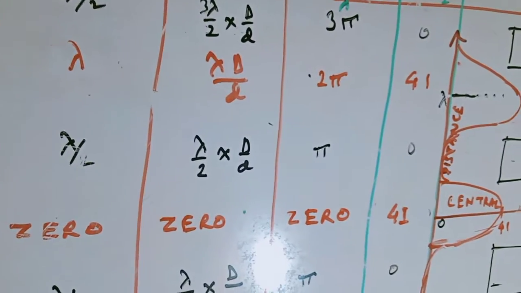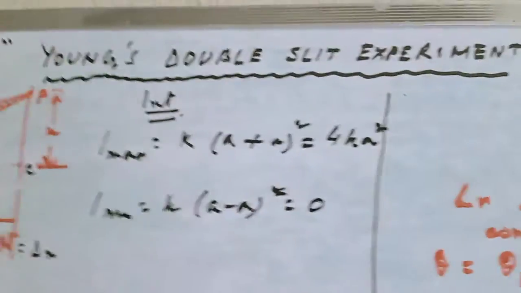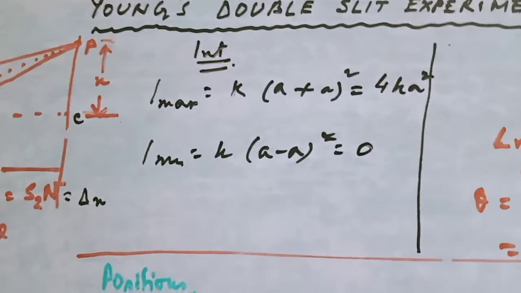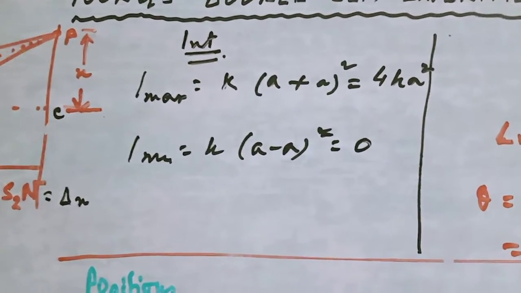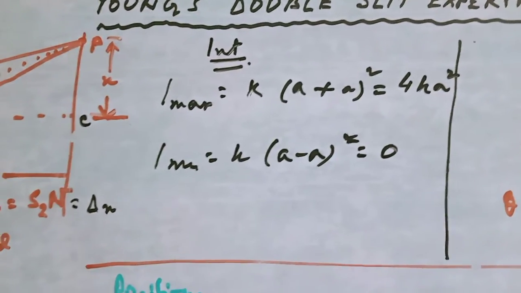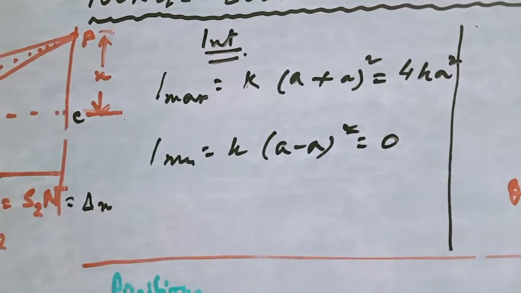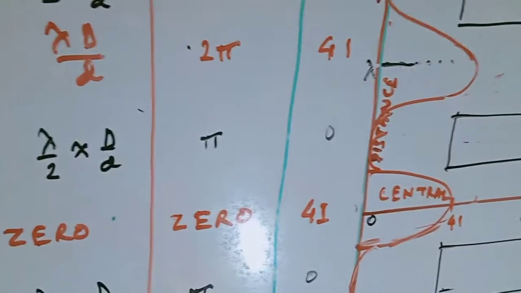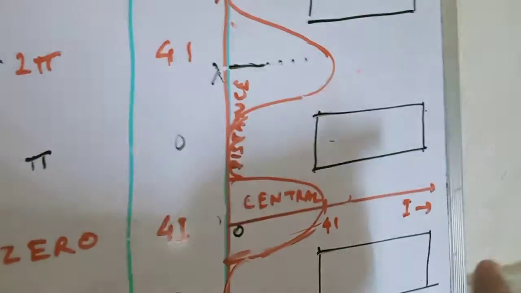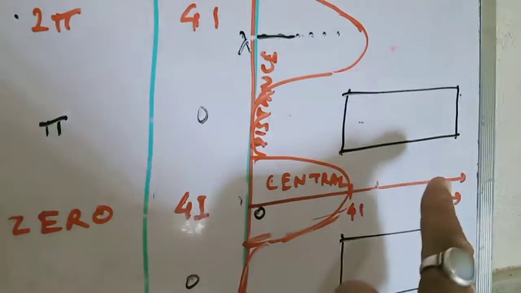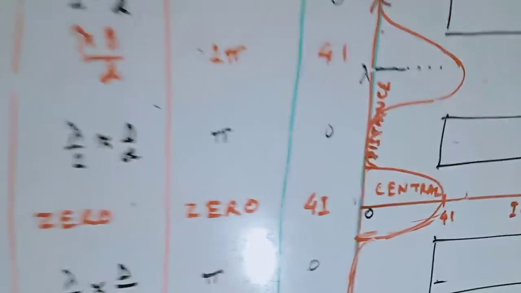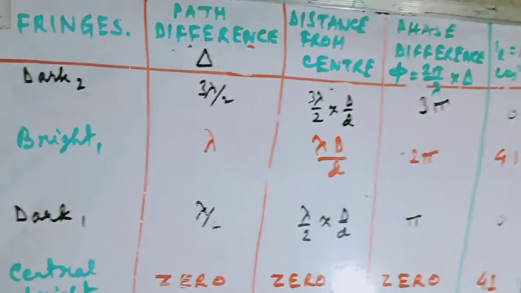What about intensity? Intensity is computed in this manner. K into (a plus a) whole square, that will give you 4k square. That means 4 times the original intensity. So intensity will be 4 times the original intensity. So this length will be 4I. This is intensity in this graph. This length will be 4I for the central region.